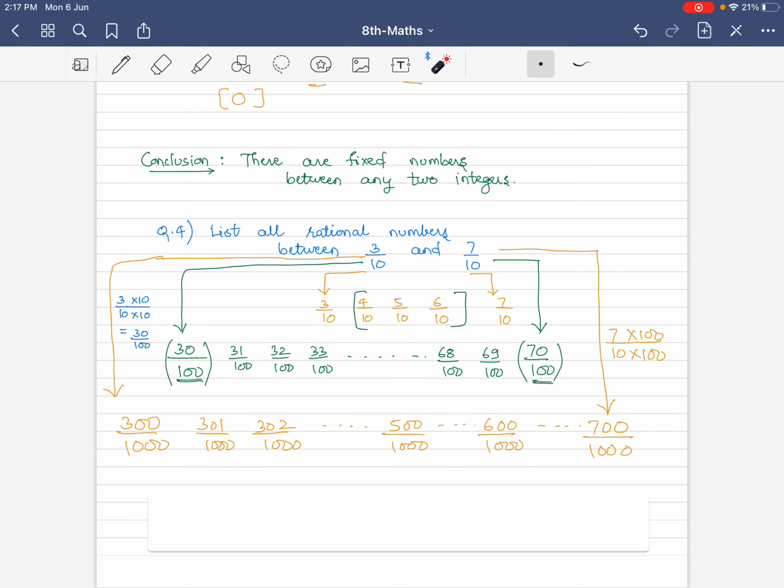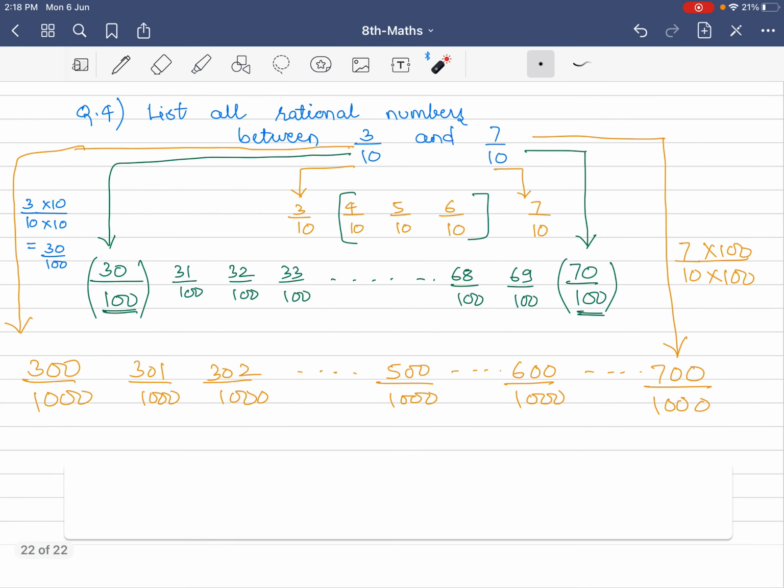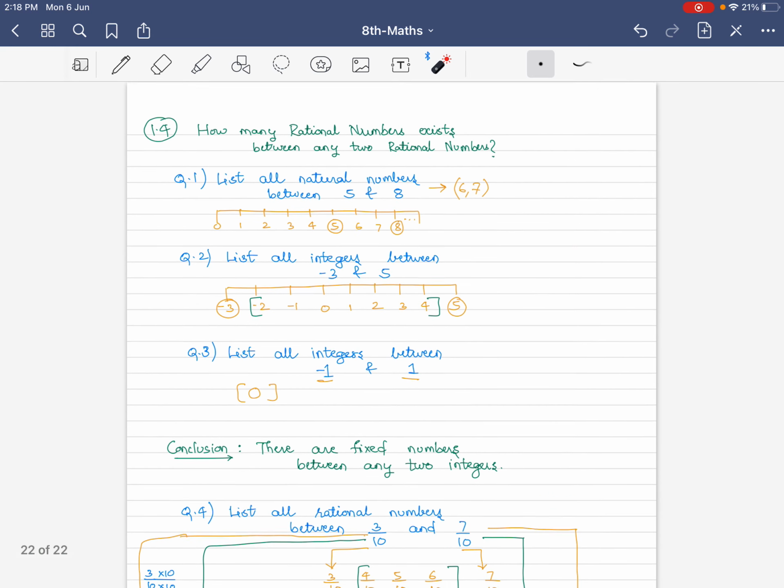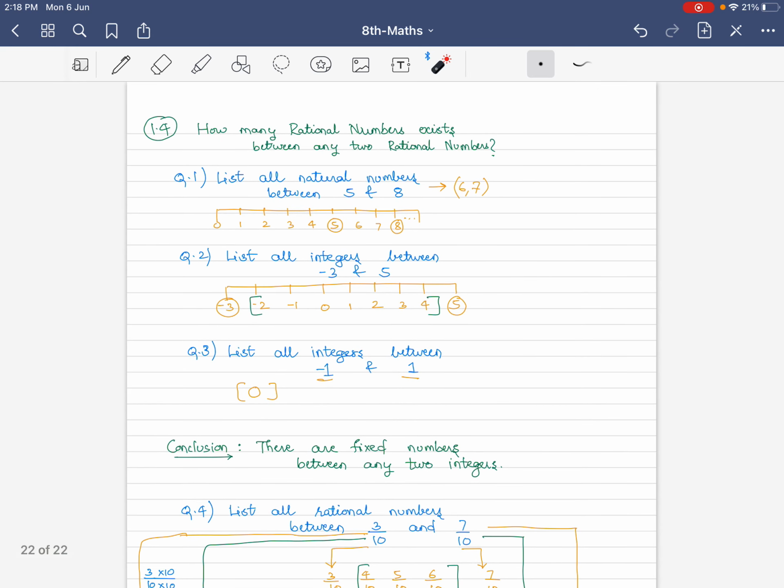Thus the conclusion is that there are a fixed number of integers between any two integers. However, when it comes to rational numbers, we have infinite numbers between any two rational numbers. That's the point that we have tried to prove here. So the conclusion is there are infinite rational numbers between any two rational numbers. This is the answer to our original question, how many rational numbers exist between any two rational numbers. The answer is infinite.